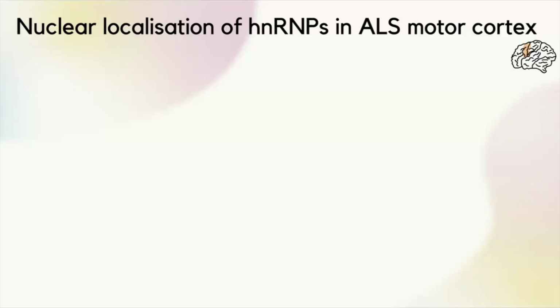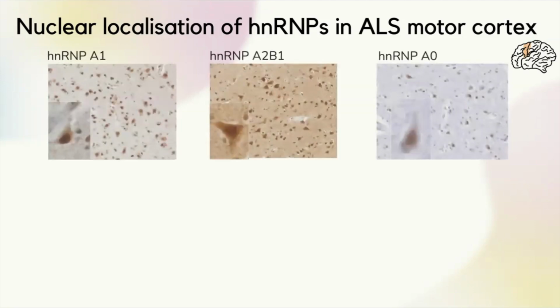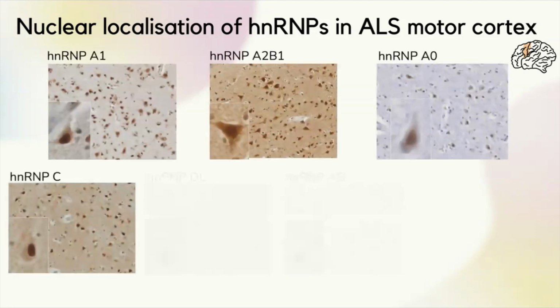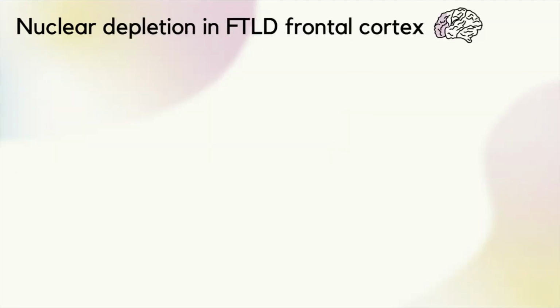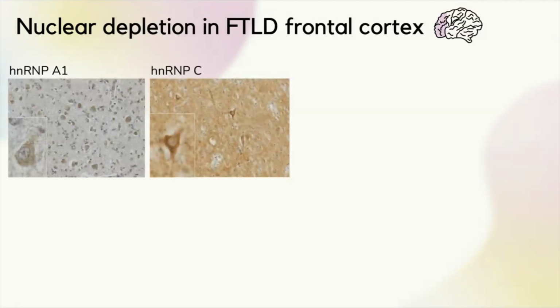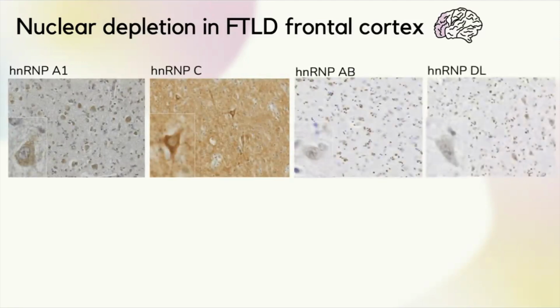Using immunohistochemistry on cortical regions from ALS and FTLD, our results showed distinct patterns of nuclear localization and depletion across ALS and FTLD cases. Firstly, in ALS, we observed normal nuclear localization of the hnRNPA-B, hnRNPC, hnRNPD, and H2 families in the motor cortex. However, in FTLD, we found nuclear depletion of hnRNPA1, hnRNPC, hnRNPA-B, and hnRNPDL in the frontal cortex, with some cytoplasmic accumulation of hnRNPA1 and C.